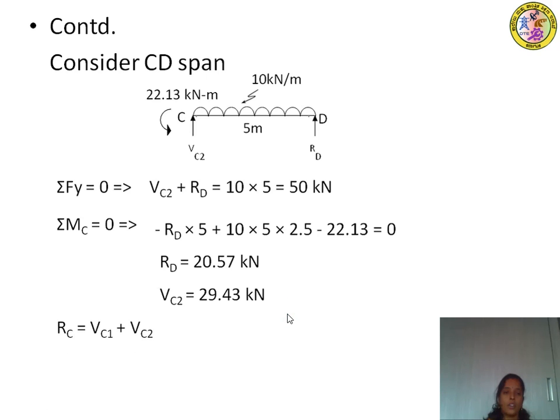So total reaction at C is the summation of VC1 and VC2, which implies 20.86 plus 29.43 will be equal to 50.29 kilonewton. This is the total reaction at C. So these are the calculations of support reactions. Next we'll plot the shear force diagram.